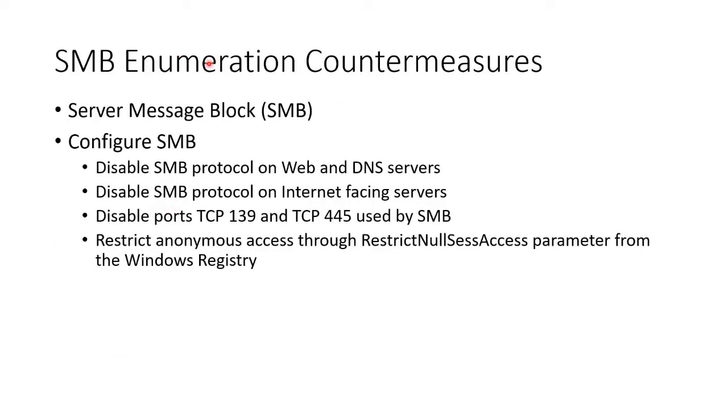For SMB, just disable things like SMB on servers that don't need it. Like if it's a web server, a DNS server, if it's not doing file and print, turn off SMB. Turn it off on anything that's facing the internet or anything in the DMZ. Disable TCP 139 and 445. And don't allow anonymous access.